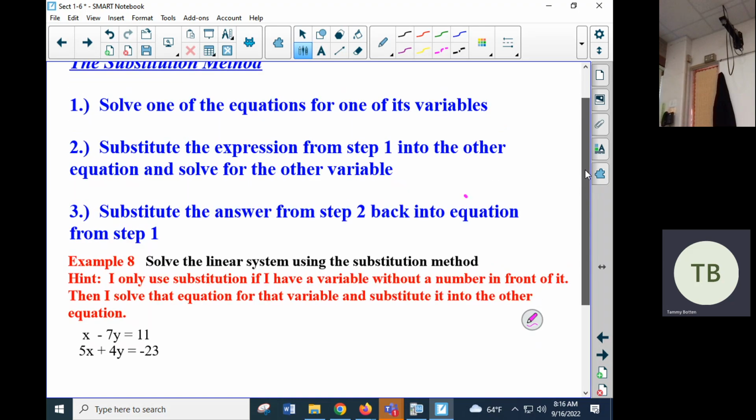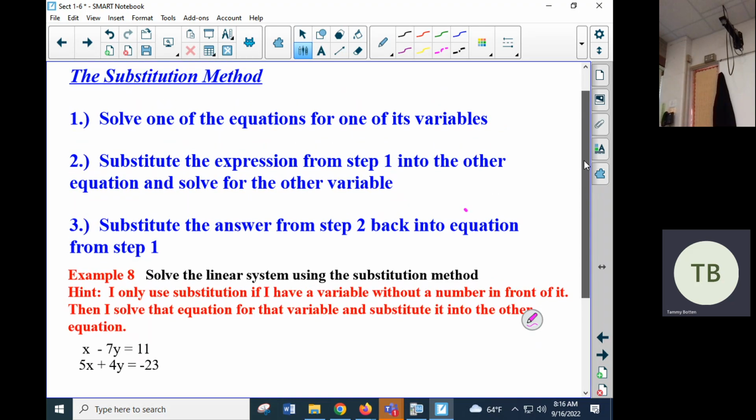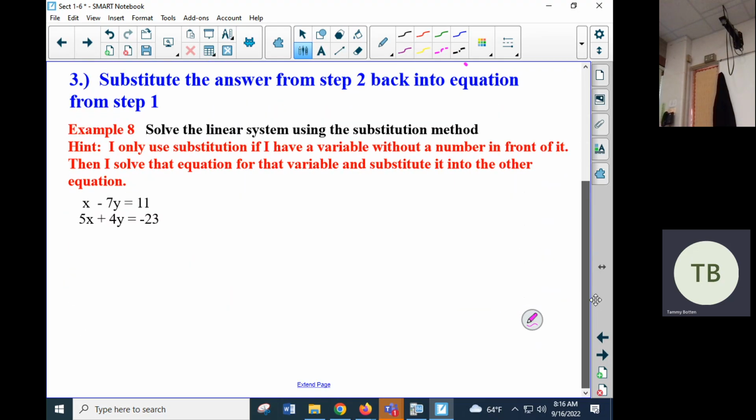Yeah. So, with substitution, what happens is you look at your equations, and the only way I'd ever do substitution is if one of my variables did not have a number in front of it. Okay, so if you notice here that x is by itself, it doesn't have a number in front of it. So if you are going to use substitution, I'd start with that equation. So what you do is you start with an equation where one of the variables just really has a 1 in front of it.